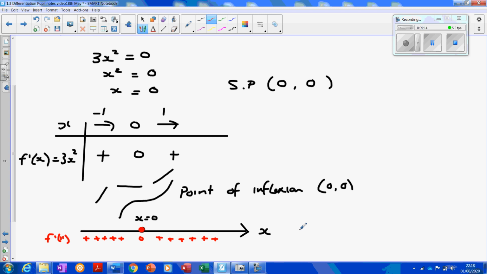So there's two sections where it's increasing. So it's increasing when this section here would be x is greater than 0. And it's also increasing when x is less than 0, but it's not increasing at x equal to 0. That's your stationary point.